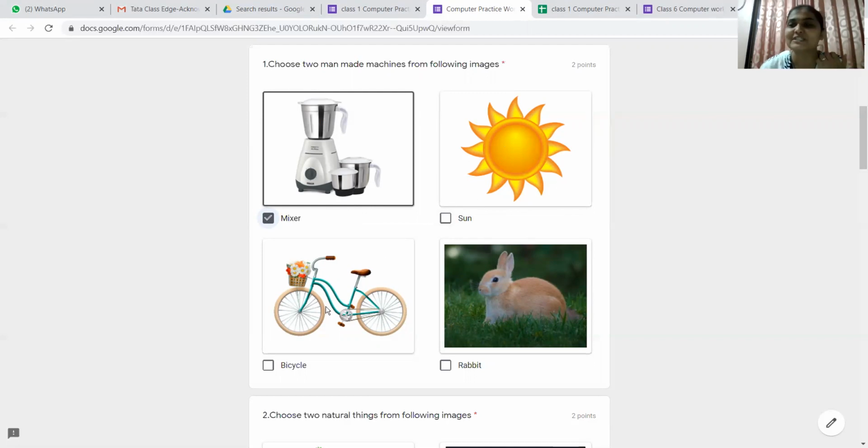Okay, what a beautiful cycle. Bicycle is over here. Who has made it? Is it a natural one? No, bicycle didn't come naturally. Somebody needs to make it for you. So yes, bicycle, you have to click over here. And what a cute rabbit is sitting over here, right? But rabbit is a natural thing, right? So we are not going to check mark this. So we found 2 man-made machines. So we found these 2. Okay, let's go to the next question.